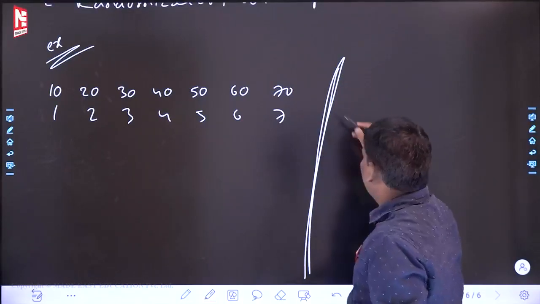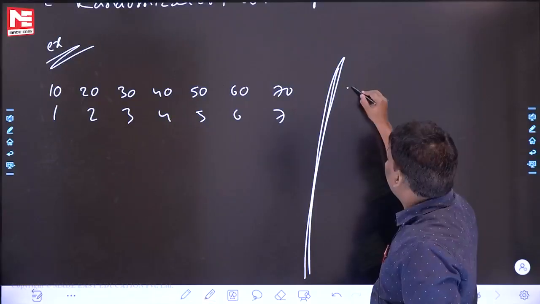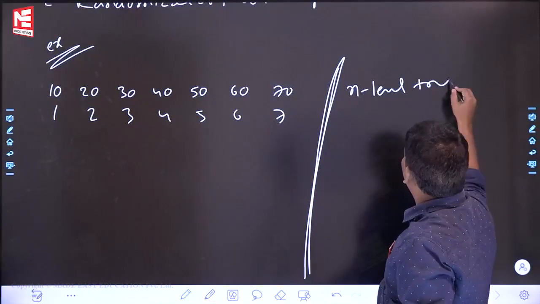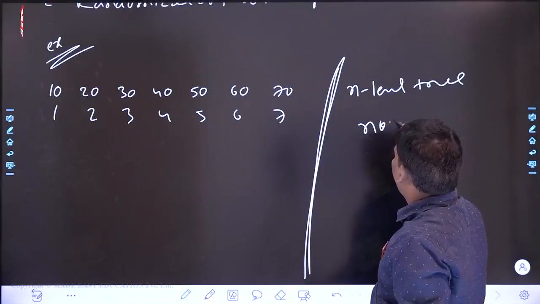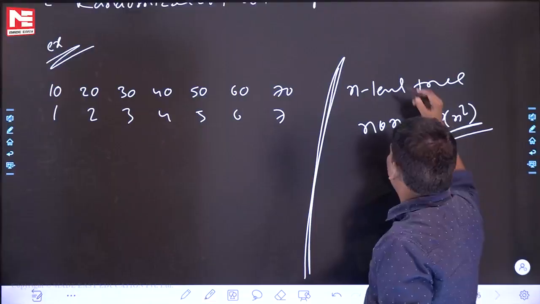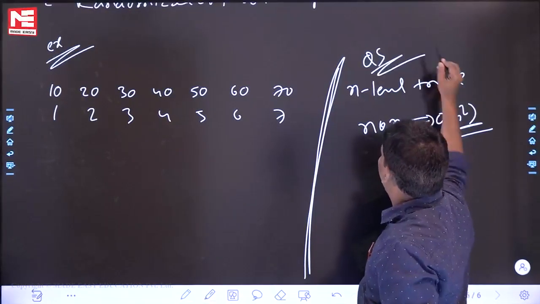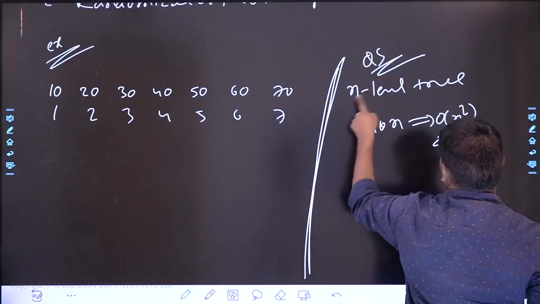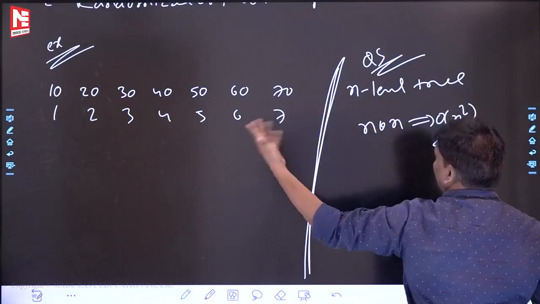See this one. What is the answer? An n-level tree will come, an unbalanced tree. So with an n-level tree, everywhere n, order of n square. You know this very well. I am talking about normal quicksort. For this input, if you apply normal quicksort, an n-level tree will come because of the unbalanced behavior, the left gap.